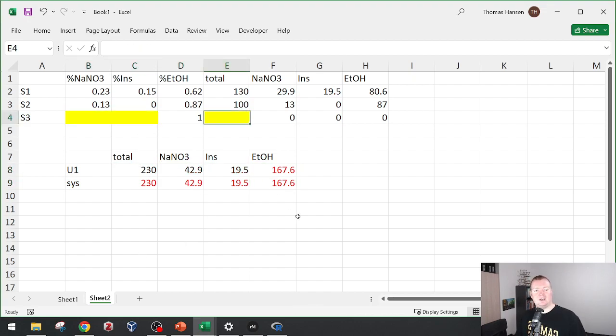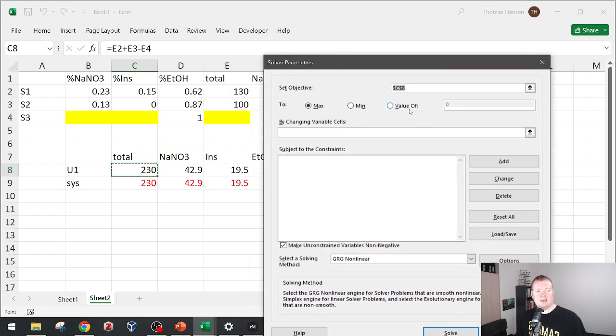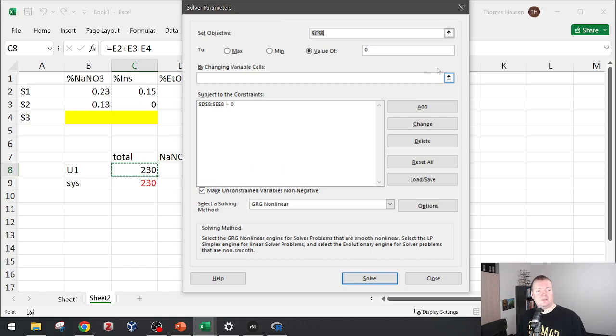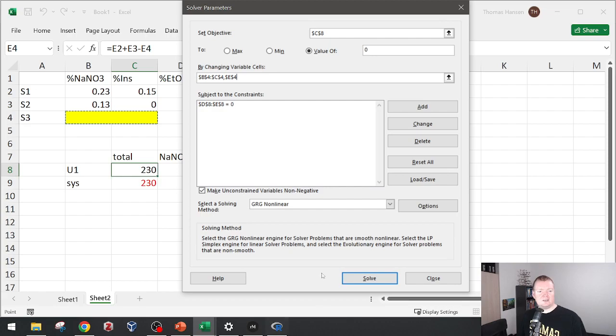I have 3 unknowns. That means 0 degrees of freedom. If I set it up correctly, I should be able to solve this. So let's jump over to our solver. And again, I'm going to pick one of them. So first equation, value of 0. What constraints do I have? Well, I would like the other 2 independent equations to be equal to 0. And finally, what can Excel change? Those 3 lovely things. Everything looks fine.